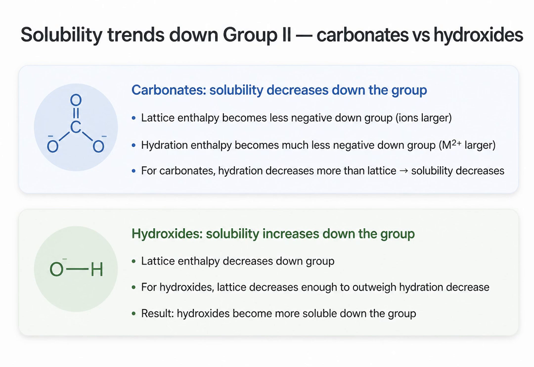Down the group, lattice enthalpy becomes less negative because ions are larger and attractions are weaker. But hydration enthalpy also becomes less negative because larger M2+ ions hydrate less strongly. For carbonates, the drop in hydration enthalpy is especially important, so the overall driving force for dissolving decreases down the group and solubility falls. For hydroxides, the decrease in lattice enthalpy down the group is large enough that it outweighs the reduced hydration, so hydroxides become more soluble as you go down Group 2.